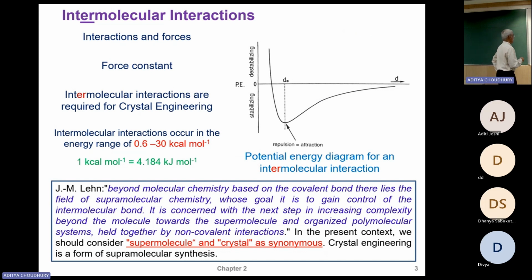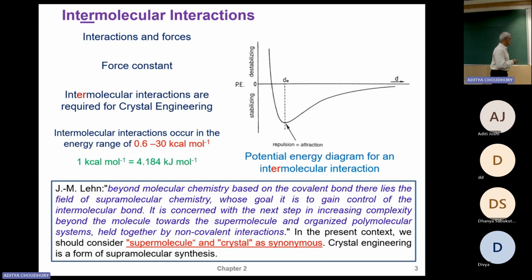In all the intermolecular interactions, the energy is of this range, 0.6. This number varies from textbook to textbook. I just mentioned 0.6 because 0.6 is of the order of kT, Boltzmann constant times room temperature. That's about 0.6 kilocalories. So it's about 30. Some people say 25, 35, it doesn't matter. This is a ballpark figure of intermolecular interaction that can occur in this range. And also we know that 1 kilocalorie is 4.184 kilojoules. You can convert it, and we usually discuss in terms of kilocalories per mole.